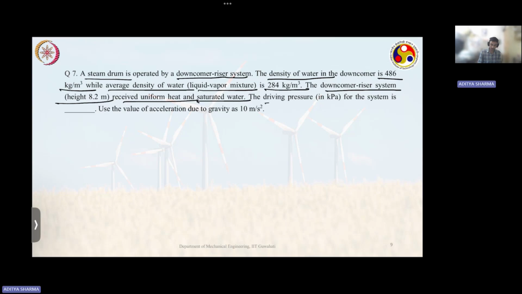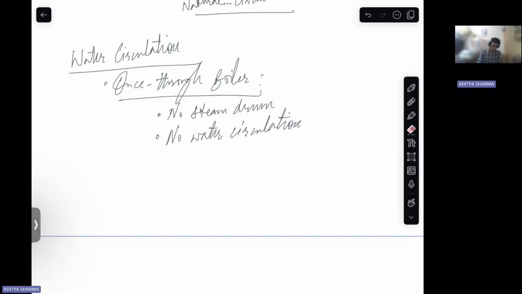Then you have to find the driving pressure for the system. So for the water circulation that is taking place in this steam drum, what is the driving pressure? Acceleration due to gravity has been given as 10 meters per second square. So this is question number 7.